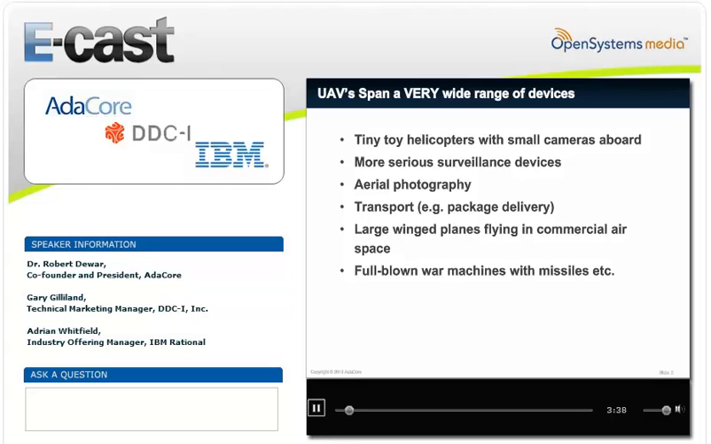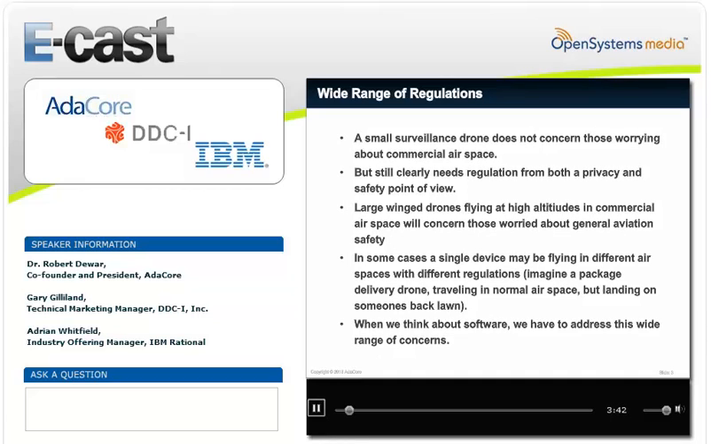Now, given that very wide range of devices, you're going to get a very wide range of regulations. A small surveillance drone doesn't concern those worrying about commercial airspace, but still clearly needs regulation from both a privacy and a safety point of view. On the other hand, large wing drones flying at high altitudes in commercial airspace will certainly and do certainly concern those worried about general aviation safety. And in some cases, a single device may be flying in different airspaces with different regulations. Just one example, you can imagine a package delivery drone, fair-sized gizmo if it's carrying a bunch of packages, traveling in normal airspace, possibly at moderately high speeds, but landing on someone's back lawn in a rural area. That's the sort of picture that Bezos painted of package delivery drones. So when we think about software, we have to address this wide range of concerns.